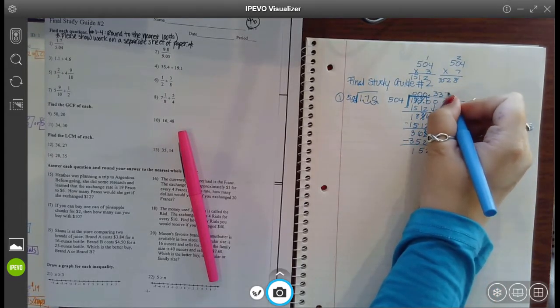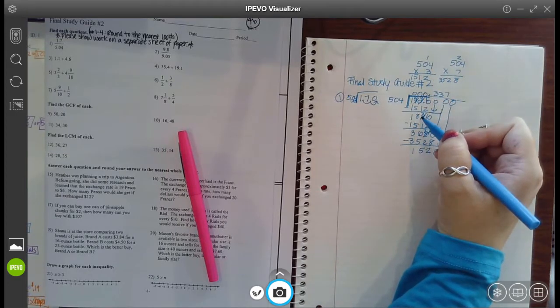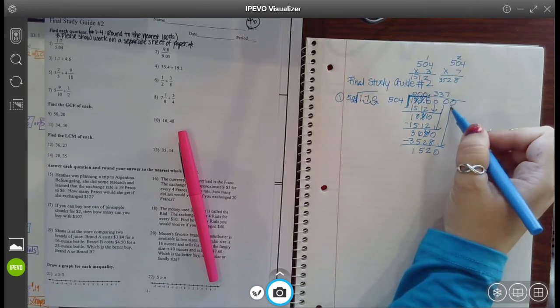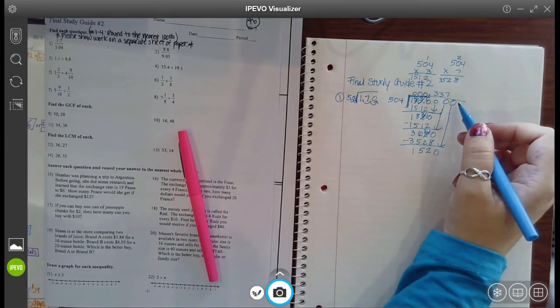Okay. So far we did a 3 in, right? Then we did another 3, and then we did a 7. Now we're on to this one we just brought down. What's going to go here?